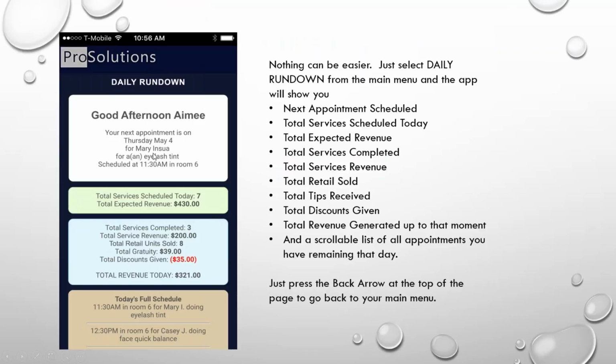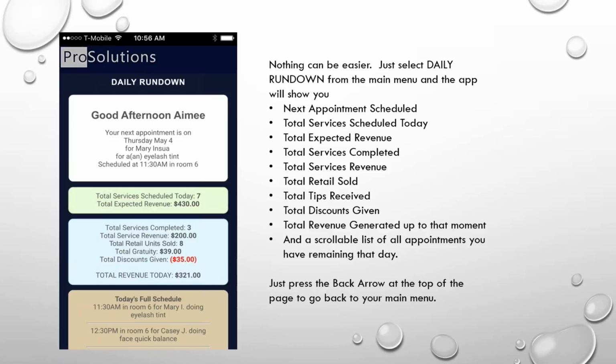Good afternoon, Amy. Your next appointment is for an eyelash tint scheduled at total services scheduled for this day, total expected revenue, total services completed, total service revenue of what's been completed, how many retail units you've sold, your total gratuities, any discounts that were applied, total revenue, to that time, so they could check this as often as they want during the day to see how they're doing.